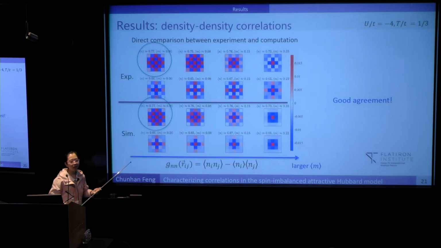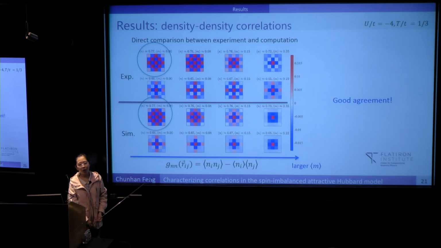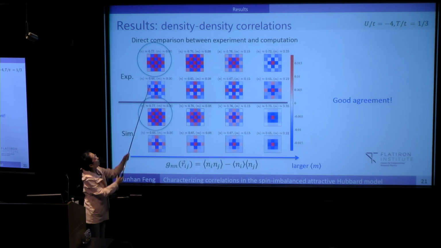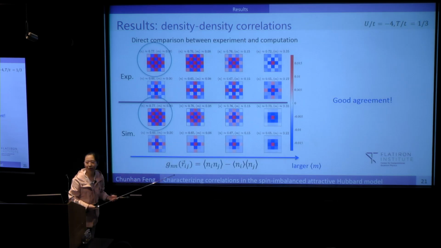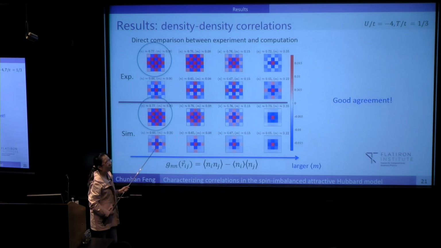So besides looking at the pairing correlations, it's also interesting to explore some other correlations. On this slide, I will show you some results for the density-density correlations. The upper panels here are all from experiment, and the lower panels here are from simulations. We can see there is a one-to-one correspondence between them. In general, it shows a pretty good agreement. And we can also see some interesting physics here.